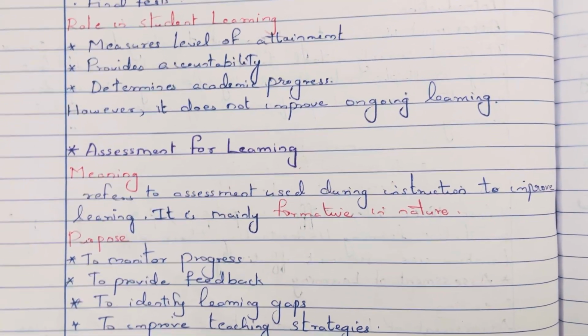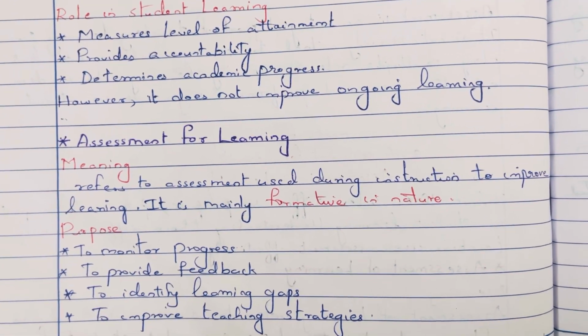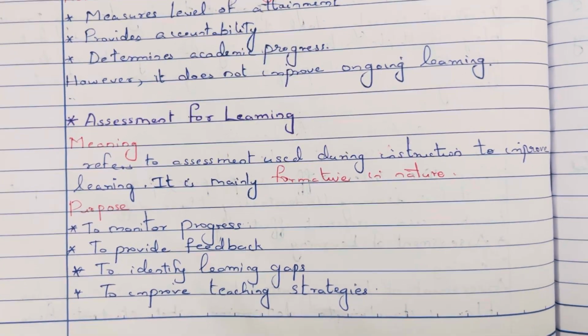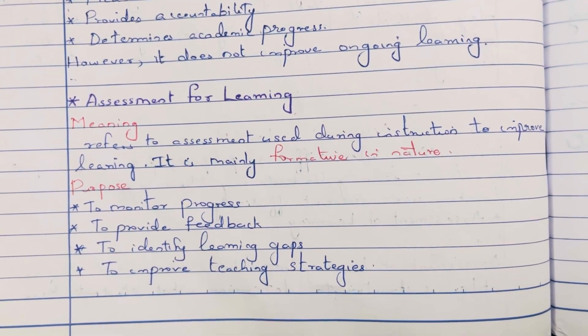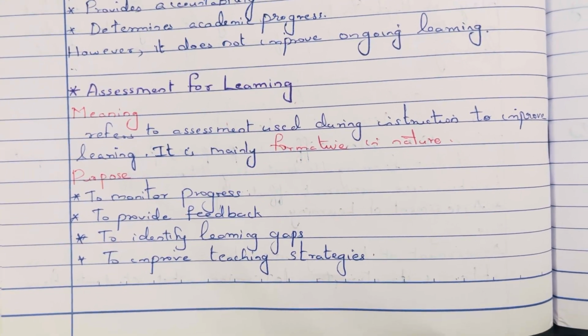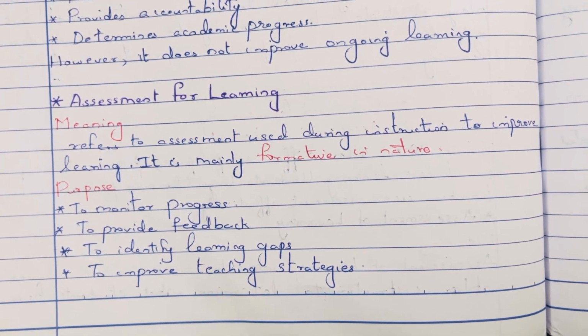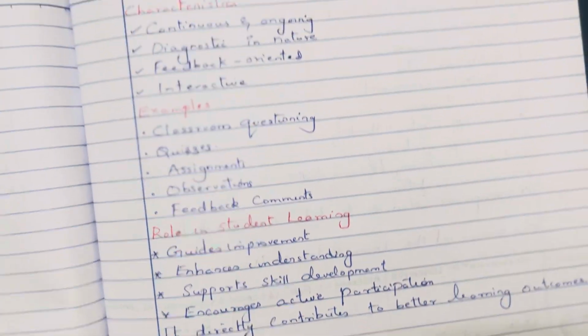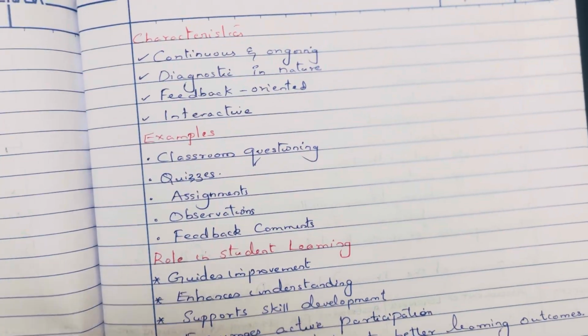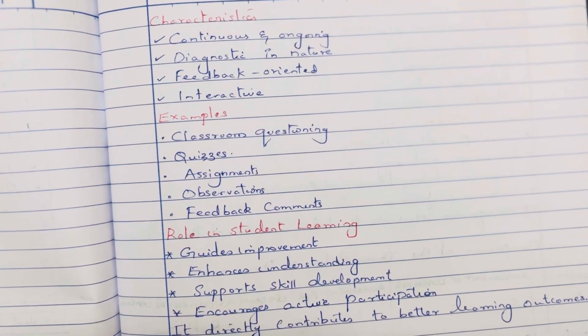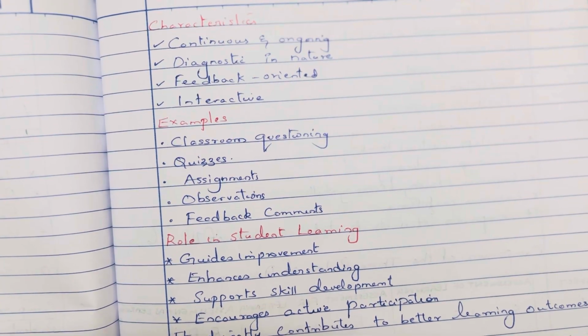Assessment for learning refers to assessment used during instruction to improve learning. It is mainly formative in nature. Purpose: to monitor progress, to provide feedback, to identify learning gaps, to improve teaching strategies. Characteristics: continuous and ongoing, diagnostic in nature, feedback oriented, interactive.